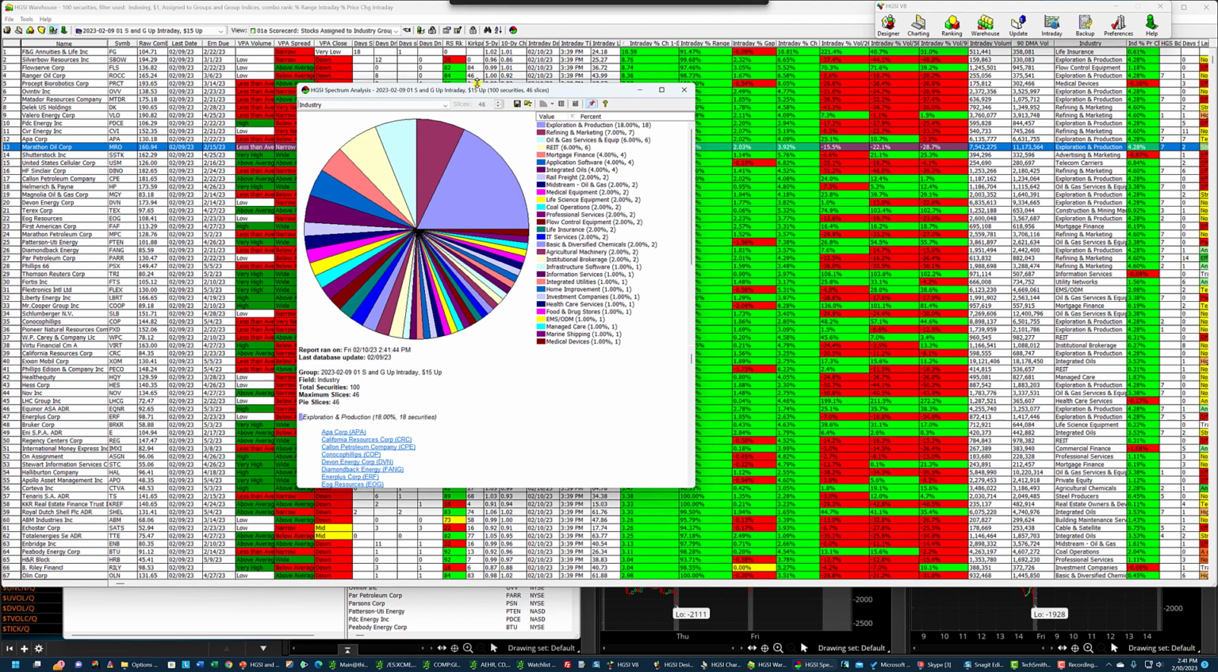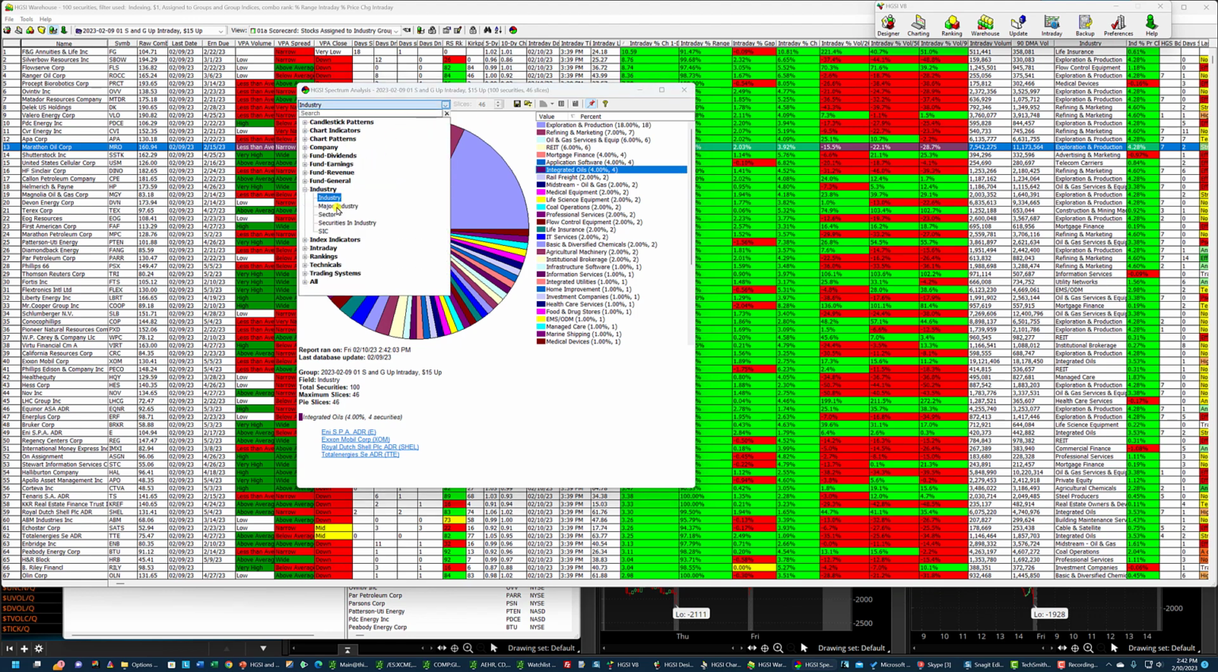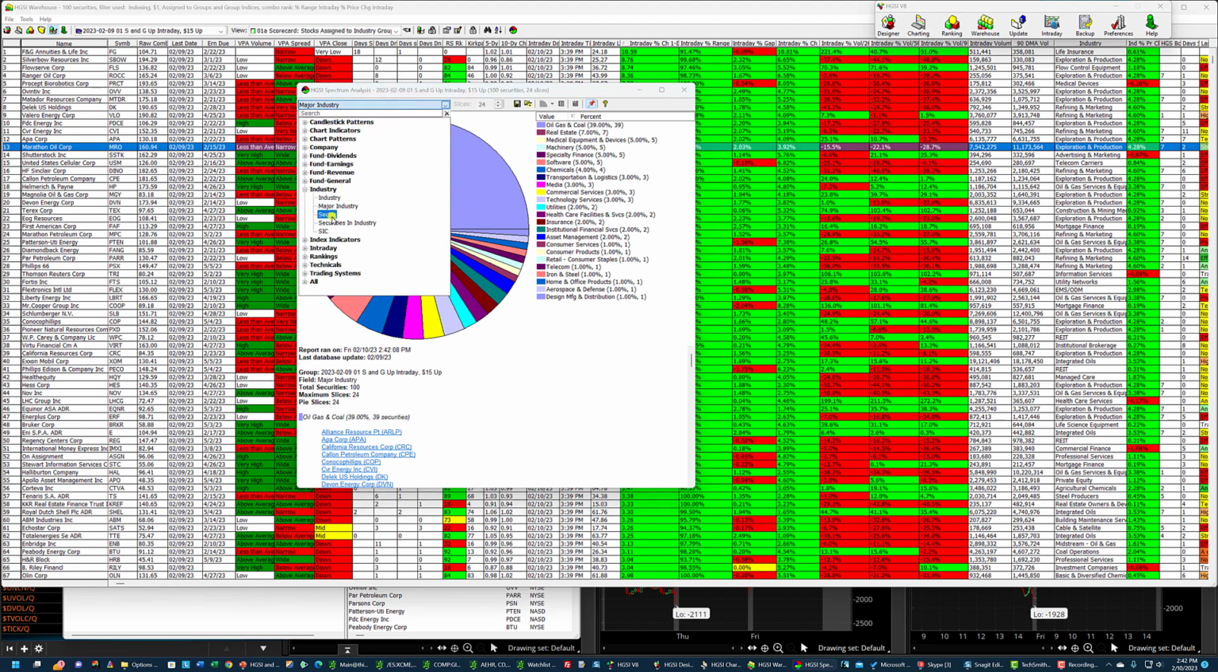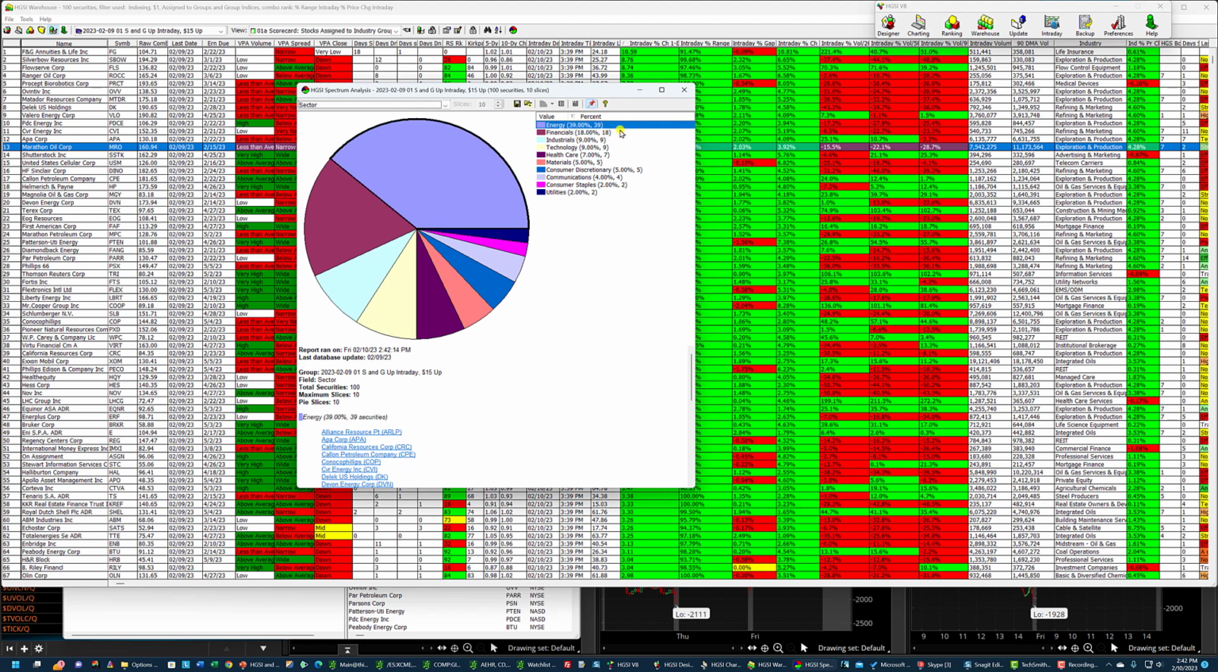Well, if you suspected the energy stocks, you're right. Exploration and production, refining and marketing, oil and gas services, integrated oils. These are the industries. If I want to look at the major industries, you can see how oil, gas, and coal is dominating that. If I look at the sectors, energy is 39% of these stocks.